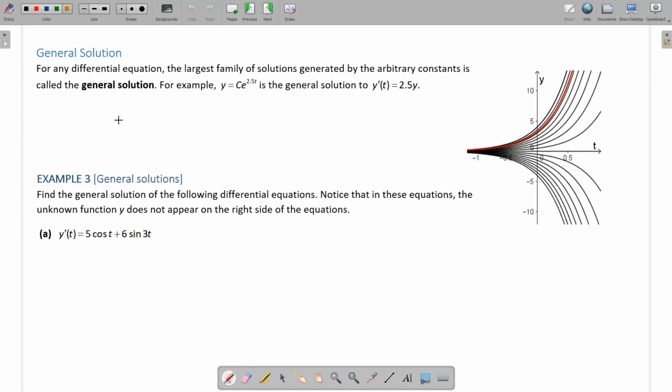Okay, so we already kind of mentioned what the general solutions were. As I said, this was the general solution. It represents all of these, a family of curves. So let's try a few examples where we're doing general solutions.